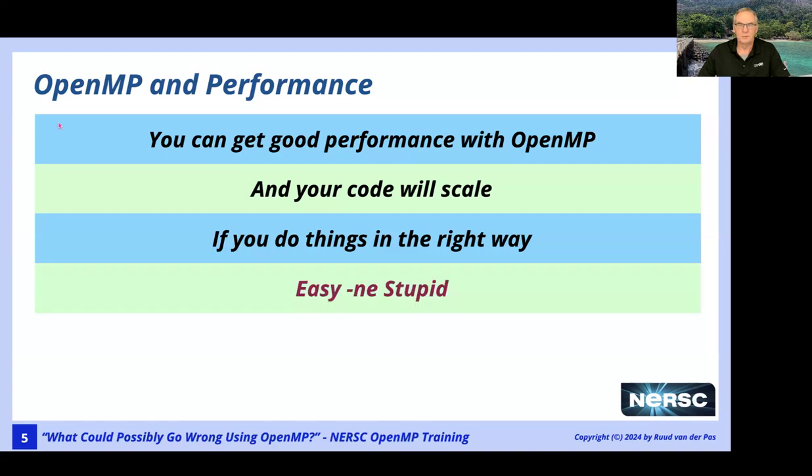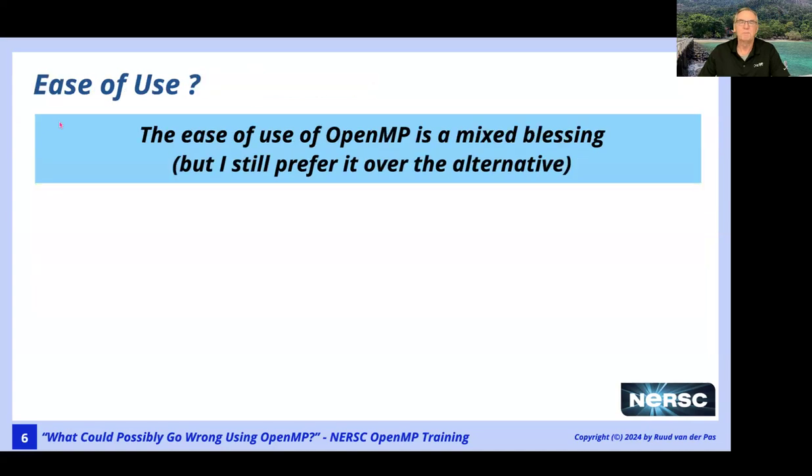Here's one sort of confusion. OpenMP is easy to use, and I really like that. I'll say that again soon, and I'll show you some examples. But it doesn't mean you can write, let's say, to be polite, inefficient code. If you write inefficient code, you'll get inefficient performance. So that ease of use is a mixed blessing. It does make things a lot easier, and I prefer it over the alternative. But it does mean that we have to talk about certain things, and that's exactly why this talk was scheduled.